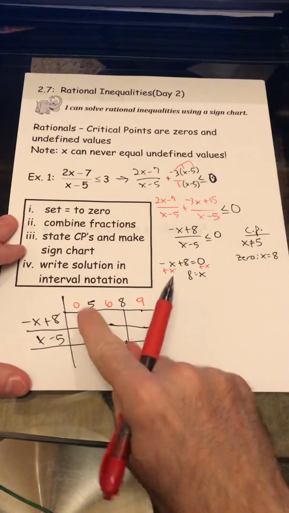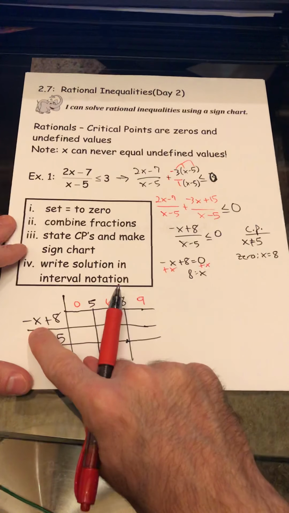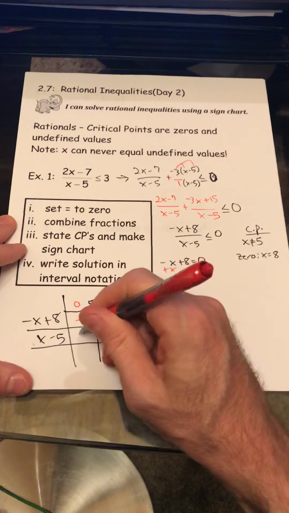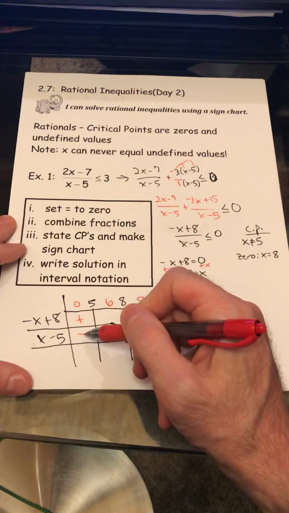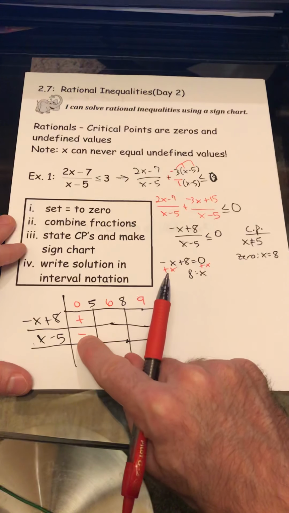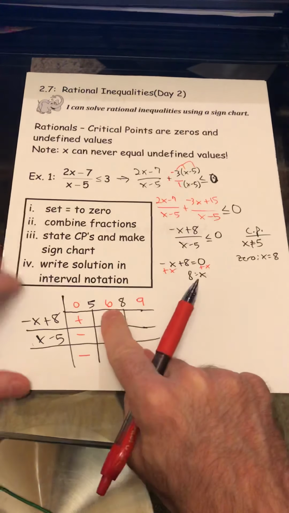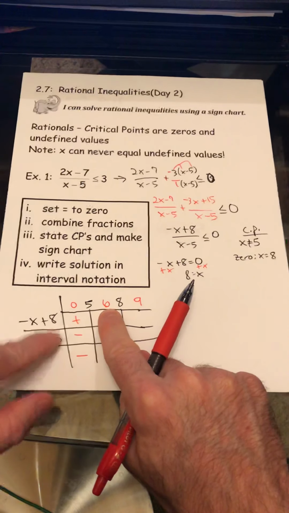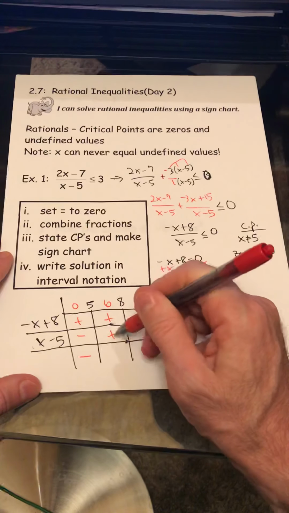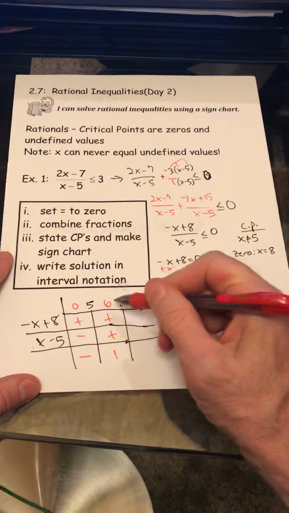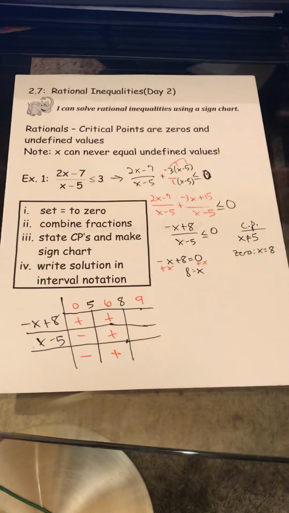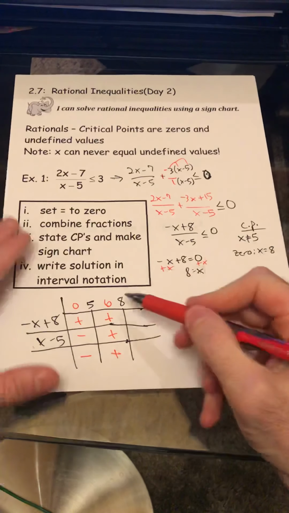So when you plug 0 in, well, 0 plus 8 is positive. 0 minus 5 is negative. If you take a positive divided by a negative, it's negative. Or simply, I have an odd number of negatives here. It's negative. Now, when I plug in 6, negative 6 plus 8, positive. 6 minus 5, positive. A positive divided by a positive is positive. There aren't any negatives, obviously it's going to stay positive.